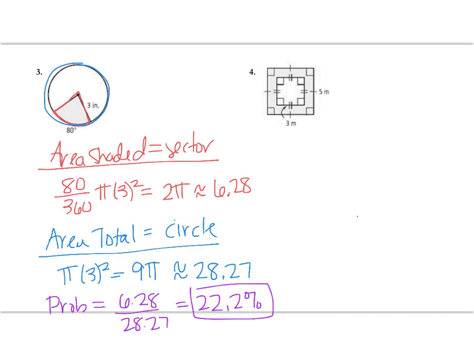Alright, number 4. These are the ones that are a little bit more challenging, because if you look at what's shaded here in number 4, it's not actually a shape that's shaded. So the first thing you have to think through is how I can find the area of that shaded part. We have to actually go back to what we were doing earlier this chapter.